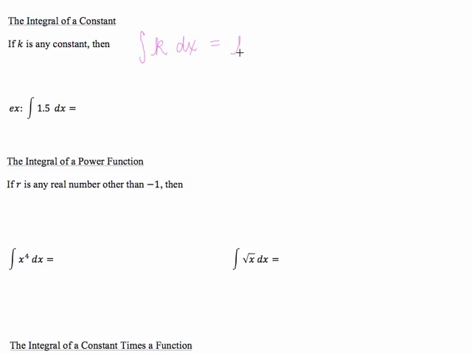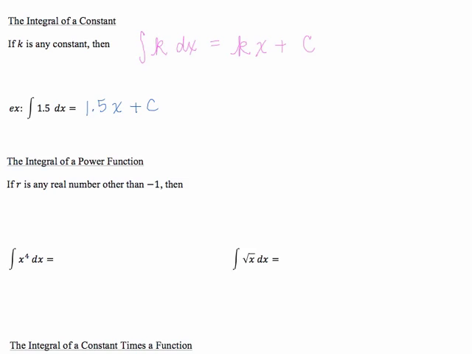Well, the function whose derivative is k times x, because the derivative of a constant or coefficient times x is its coefficient, plus any constant, or the constant of integration, because the derivative of every constant is 0. So for example, the integral of 1.5 dx is 1.5 times x plus c.